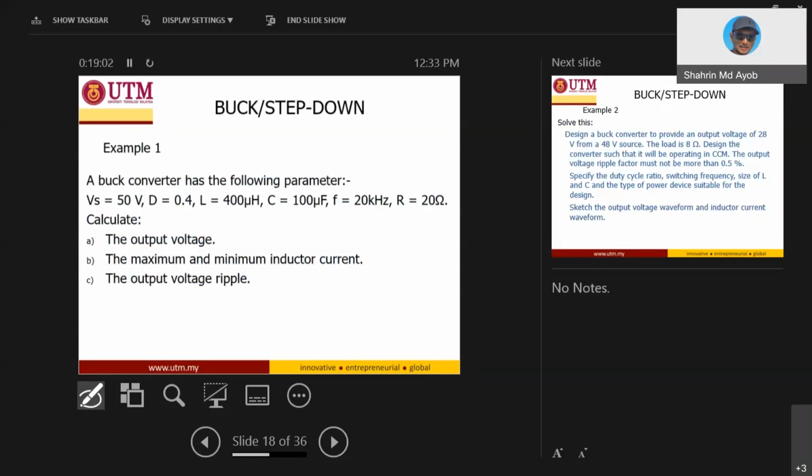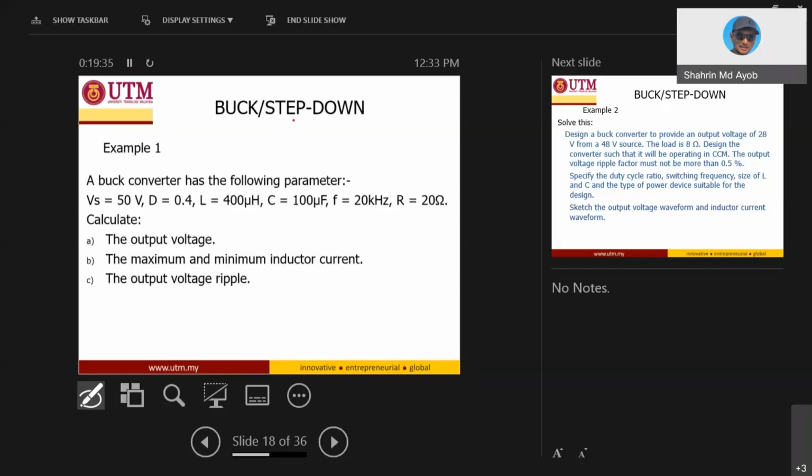The output voltage is very straightforward. Maximum and minimum also. Yes, in the same slide, in the notes. Okay, the output voltage, very straightforward. But this one, I think you need to memorize.